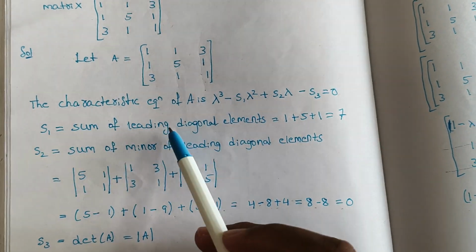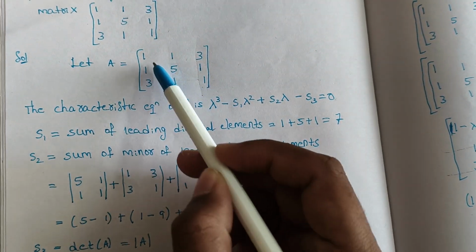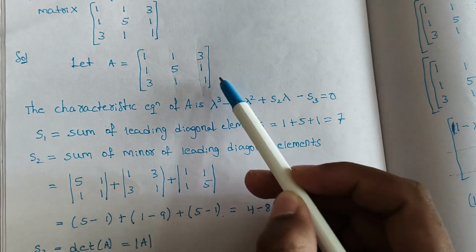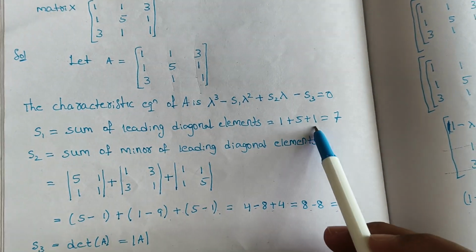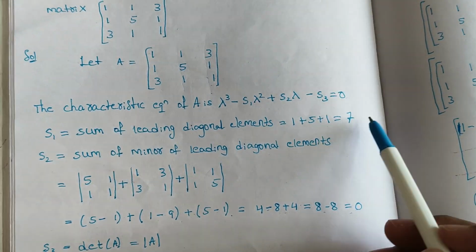S1 equal to the sum of leading diagonal elements. These are the diagonal elements, that is 1 plus 5 plus 1 equal to 7.